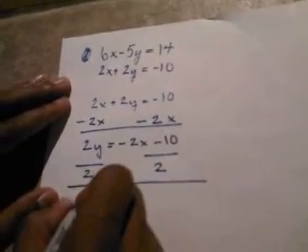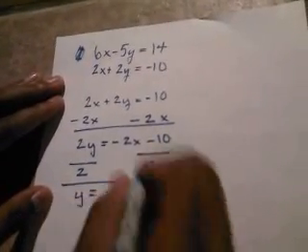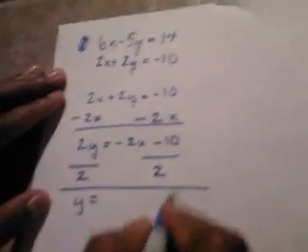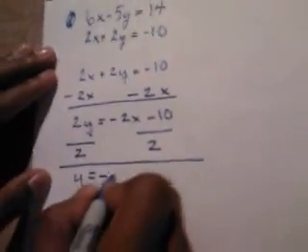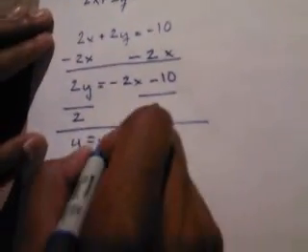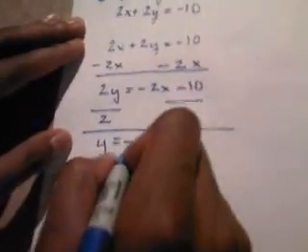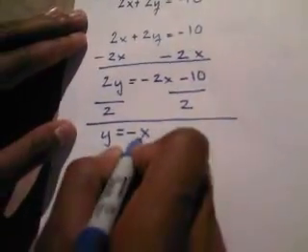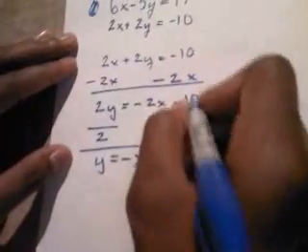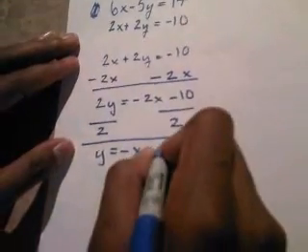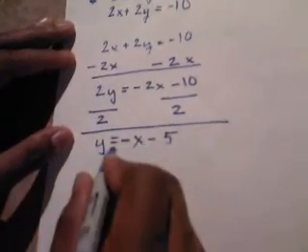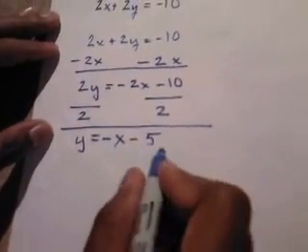Now what you have is y equals negative 2x divided by 2, which is going to be a negative x. Okay, that negative represents 1. 1 times x will still be negative x, so just pretend there's a negative 1 there. Negative 10 divided by 2 is negative 5. So now you have y equals negative x minus 5.